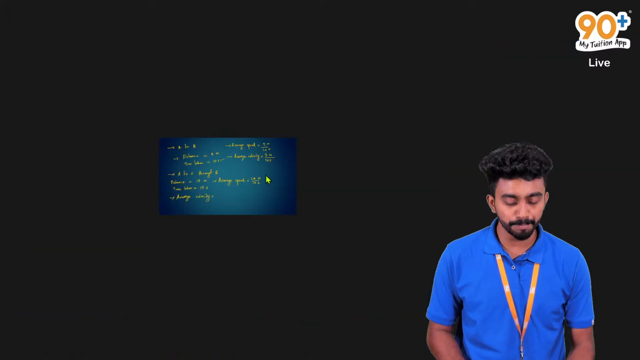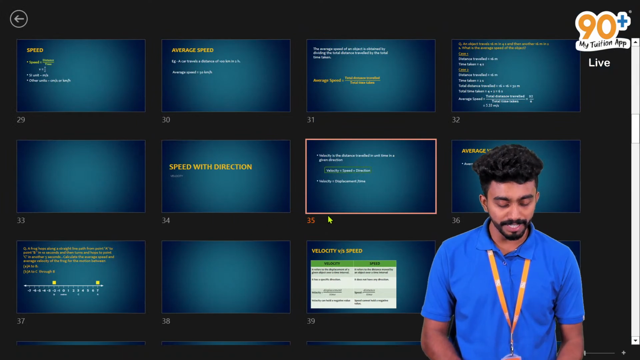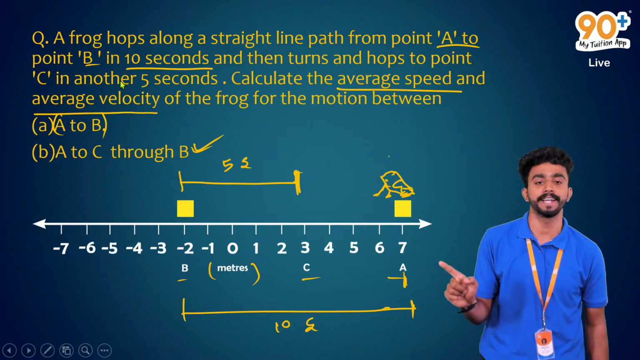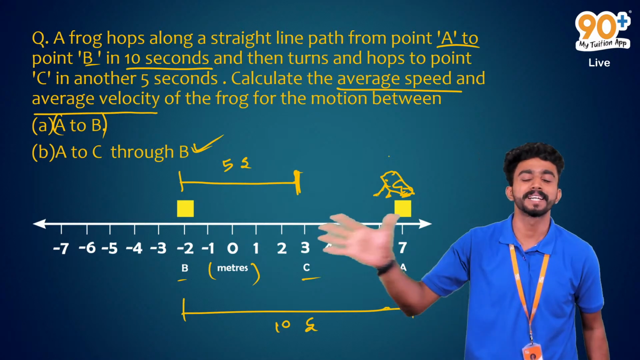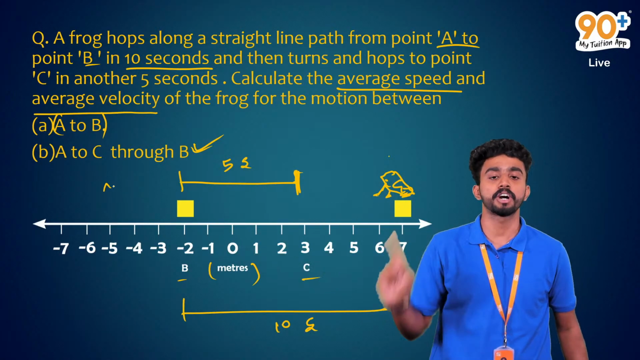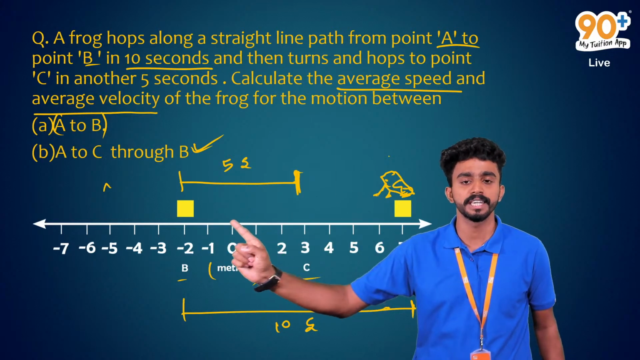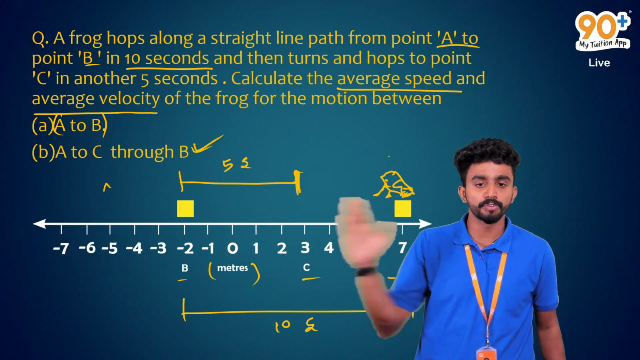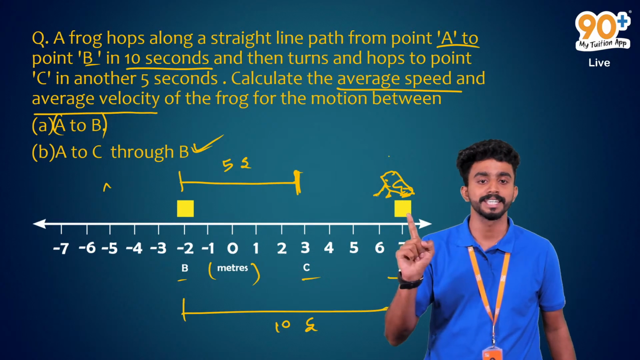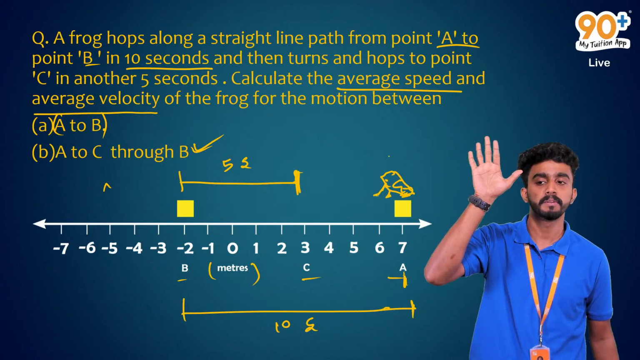Anyways, with respect to velocity, we know that it is displacement divided by time. Here we don't have to consider the initial velocity and final velocity. We'll be considering the total displacement divided by time. From A to B, the total displacement will be 7 units minus 2. How did we get minus 2? From 0 to 7, it is 7 units. From 0 to minus 2, it is minus 2 units. So 7 minus 2 will be 5 meters.